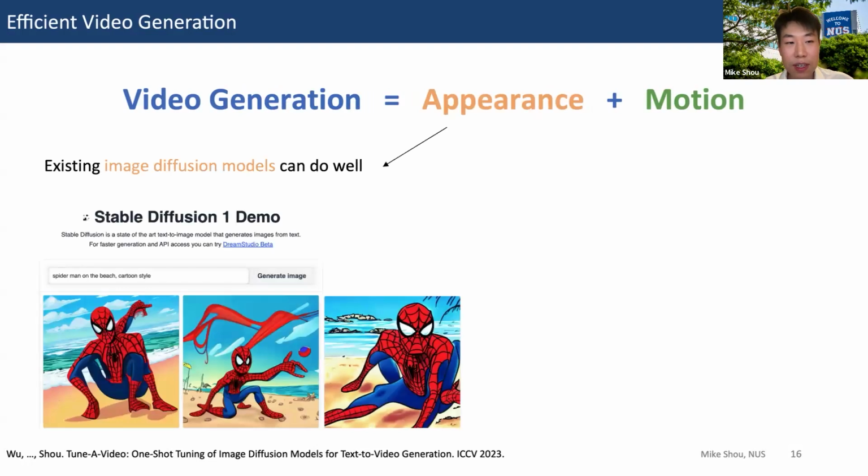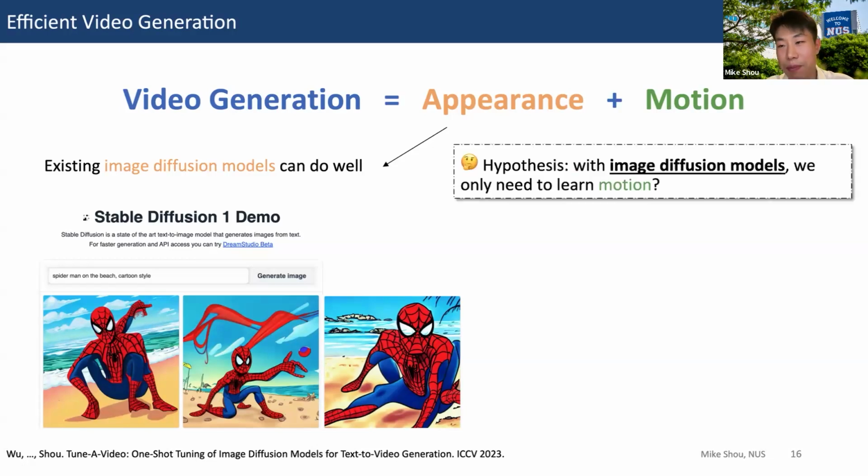And for appearance, existing image diffusion models already do a pretty good job, right? Like Stable Diffusion: if you have a text prompt, Spider-Man on the beach, cartoon style, then it can generate these different possible images, which all align with the text and look realistic. Now the problem is how we can learn the minimal thing, the motion. We had a hypothesis at the time: if we can reuse the image diffusion model for appearance generation, perhaps the only thing left for us is to learn the motion.